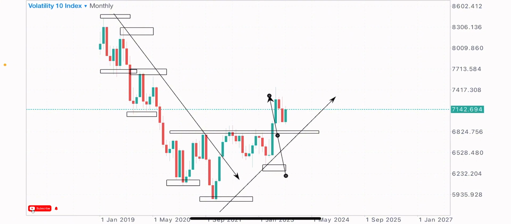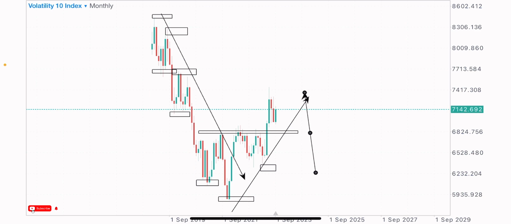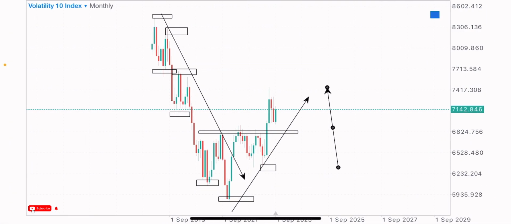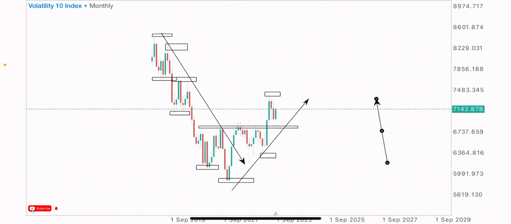Then we got another high at this zone. This is the last high the market has formed. This is the higher high the market formed. So let's identify it as well. So this is the market structure currently on V10 index. So we can tell that the market is bullish on this index, right? The market is bullish on this index.